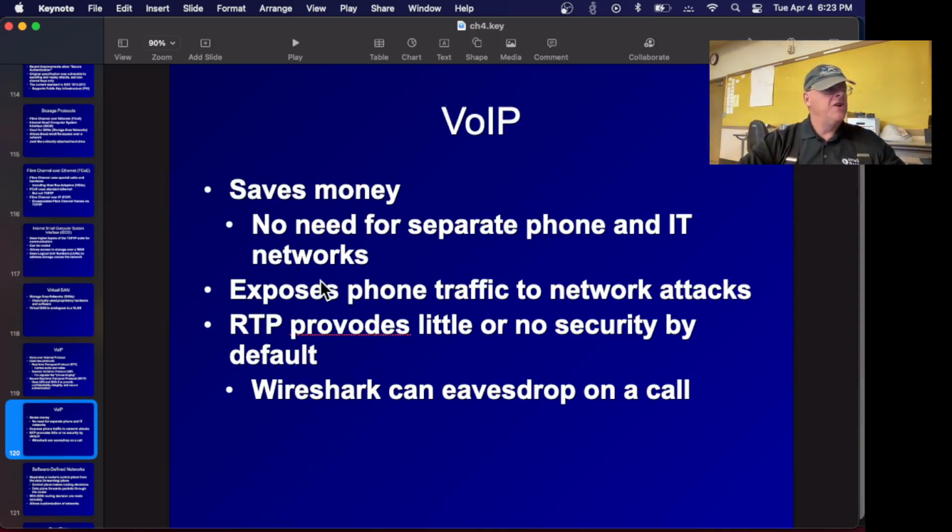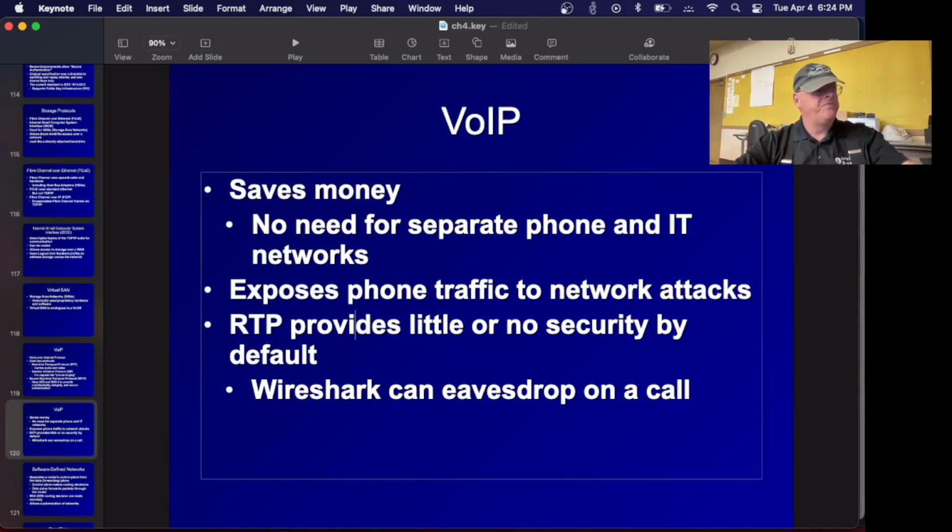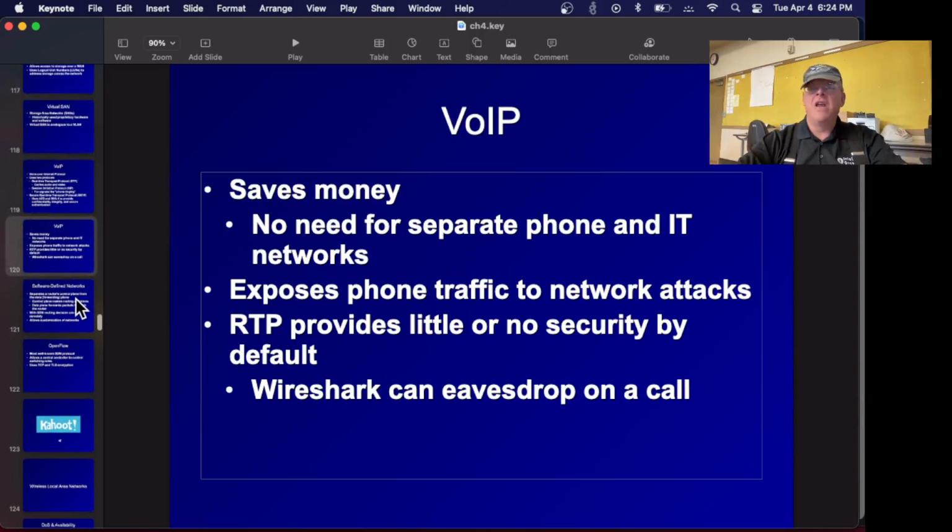So anyway, it does mean that your telephone traffic can be attacked with network attacks. And I mentioned RTP gives you no security by default, and I've many times used Wireshark to just eavesdrop on a telephone call that's not encrypted.